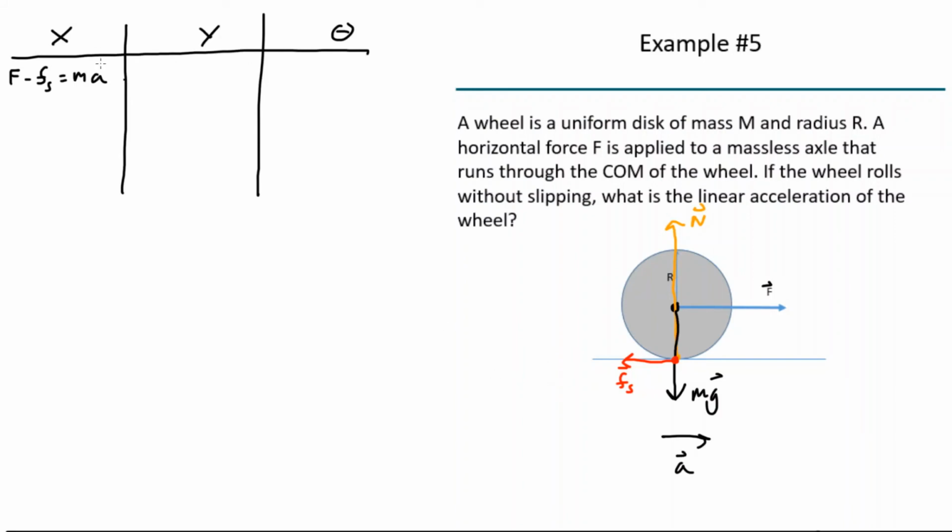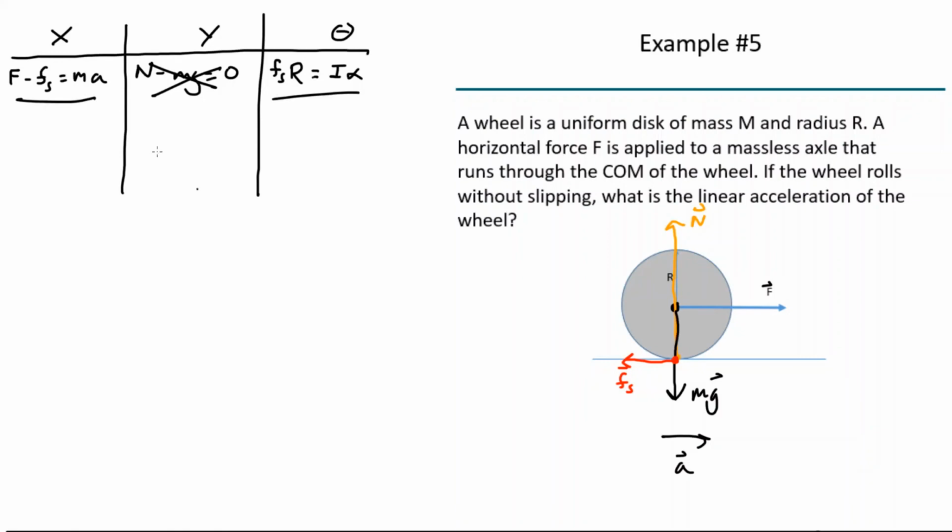In the y direction, we have N minus mg equals 0. And in the theta direction, the only one of these forces that exerts any kind of torque is the static friction force, for the same reason that we discussed with the ball rolling down the incline. So our only torque is Fs times r, the radius of this wheel. This equals I times alpha. With these x, y, and theta forms of Newton's second law, we can basically ignore the y direction. It doesn't matter here. All we need is x and theta.